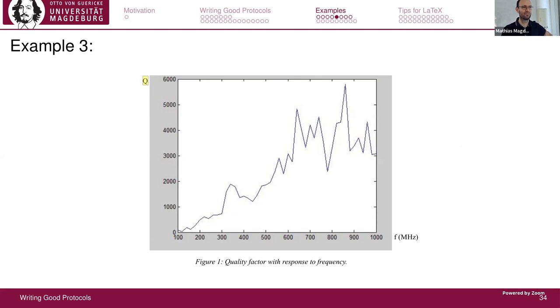Say once again. The grid lines are missing. It would be better if, let's say I would ask you, is this peak here above 5,000 or below 5,000? Probably difficult to tell because there's no grid line close to this peak. Other issues with this figure?